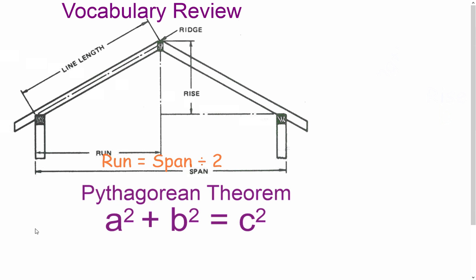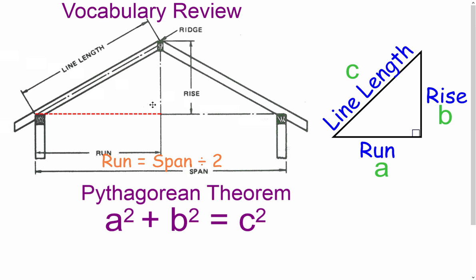If you remember, it's a squared plus b squared equals c squared. And to do that, we need to look at where our triangle might be. We can put in a dashed line here. And if you do, you'll see that there's a relationship between the rise, the run, and the line length. The line length will be the hypotenuse, or C, and the rise and run make up the legs of the triangle, or A and B.